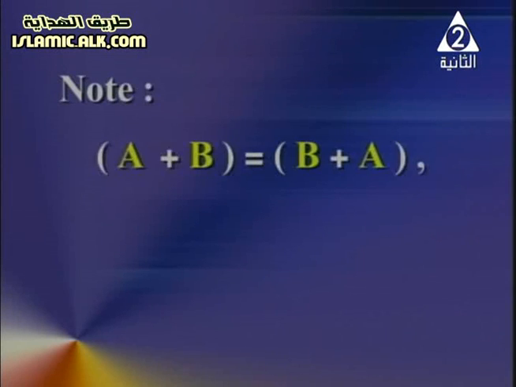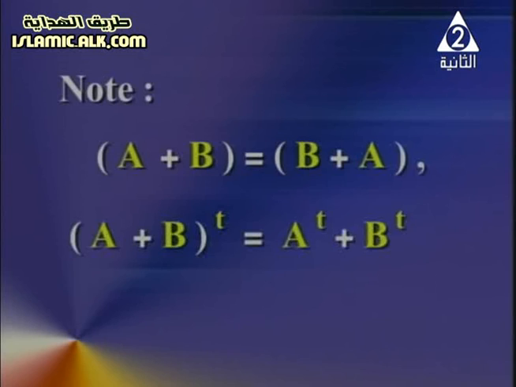Note that the addition operation is commutative when adding two matrices. What do we mean? A plus B equals B plus A. And the transpose of the sum of two matrices equals the sum of the transposes of the two matrices. A plus B for all T equals AT plus BT. AT means the transpose of A, and BT is the transpose of B.